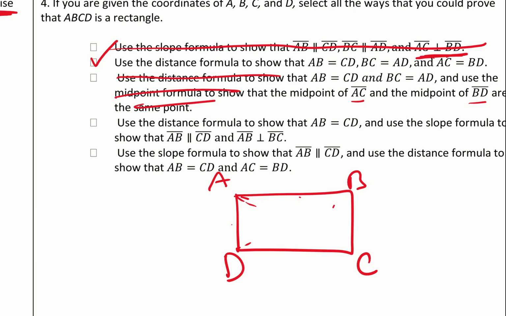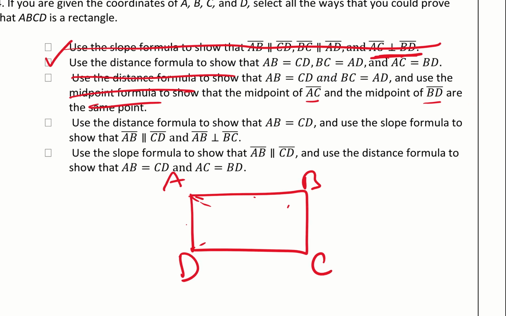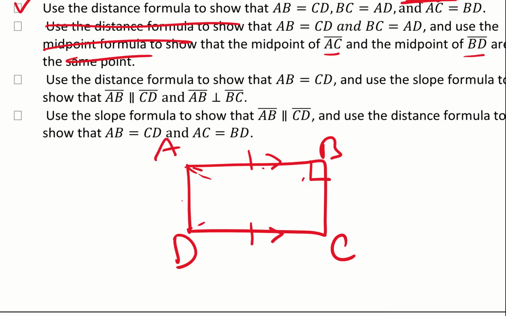So cross that out. Use the distance formula to show that AB is equal to CD, and use the slope formula to show that AB is parallel to CD. Okay, so those are parallel. And AB is perpendicular to BC. Looking at the first part, the fact that these are congruent and parallel, just getting rid of the right angle, that alone proves that it's a parallelogram. So a parallelogram can be proved by showing that two opposite sides are congruent and parallel.